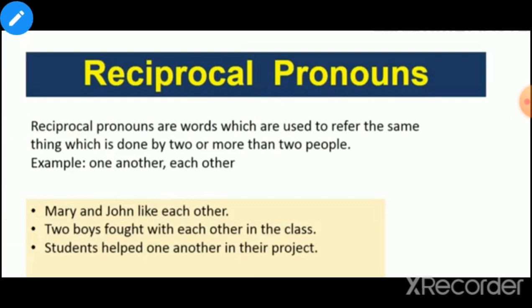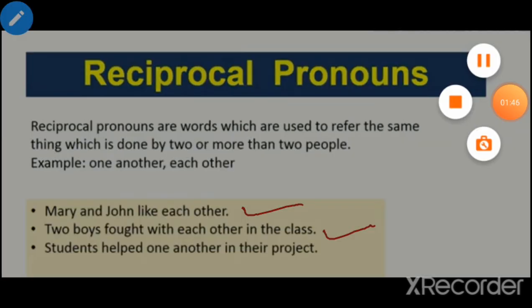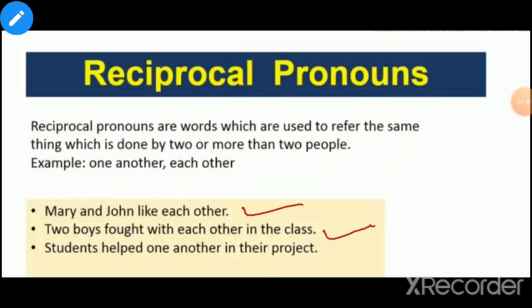Let's take an example. Mary and John like each other. So they are reciprocal pronouns. Two boys fought with each other in the class. So each other is used when two people are involved. Students help one another in their project. So one another is used when more than two people are involved. I hope all of you can understand it very well.